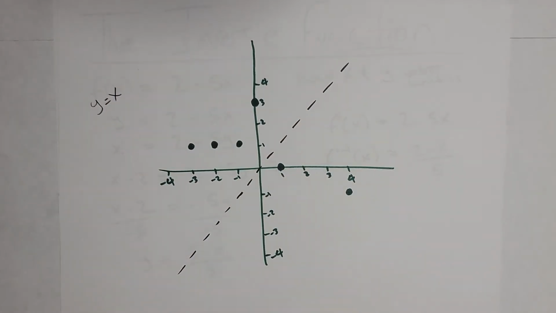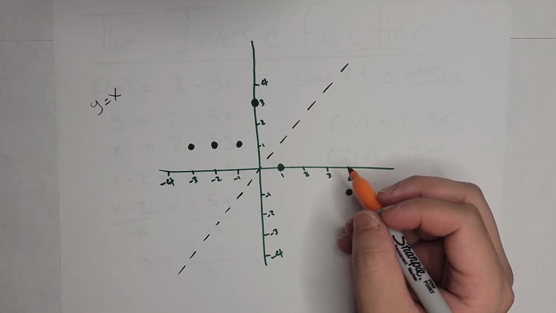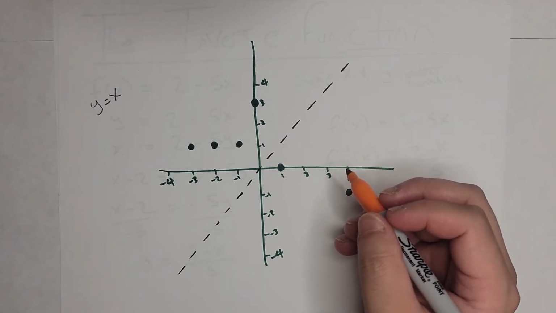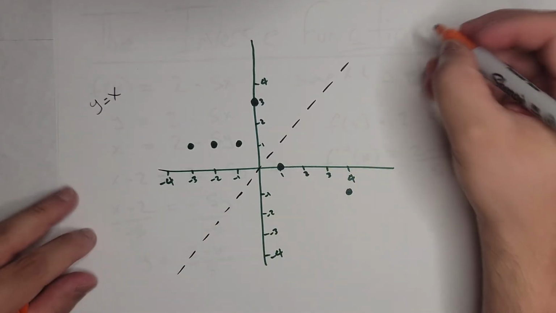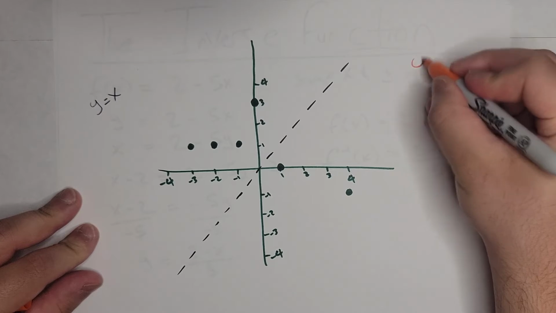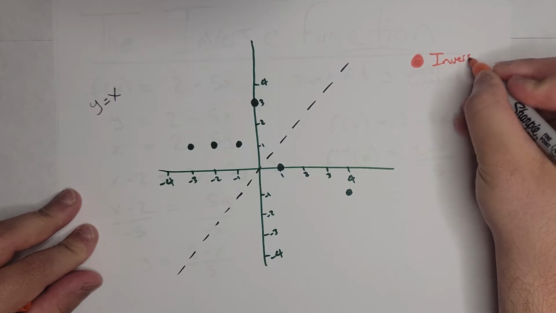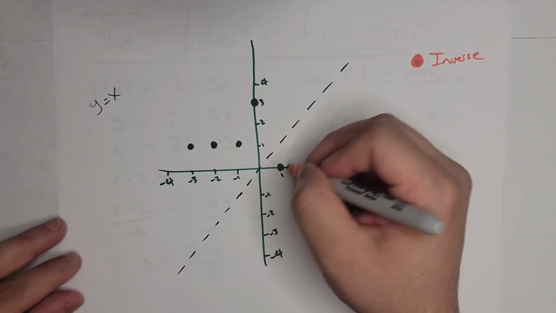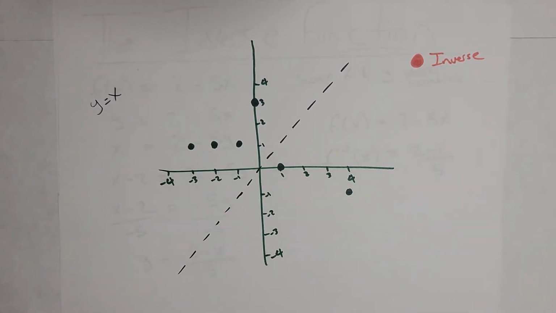So now that we have this imaginary line, I'm going to plot a mirror of everything, basically. Remember when I said we're going to swap the x and y coordinates? Let me put a notation that what I'm going to do in orange is our inverse. So right off the bat, let me just use both.